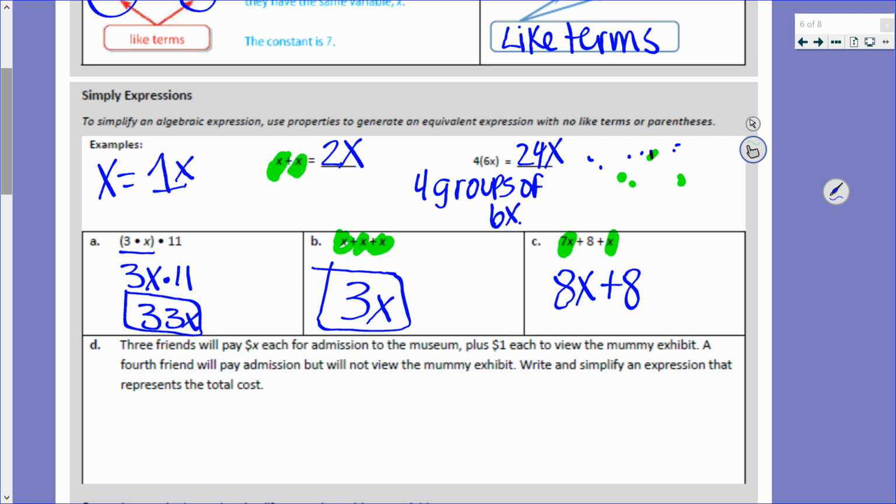Now, 8x and 8, burgers and fries. Can you combine them? Wait, hold on. No. Those are different. 8 x's is different than 8. So you cannot combine 8 x's with 8. So this is as low as it can go. So your answer is 8x plus 8.